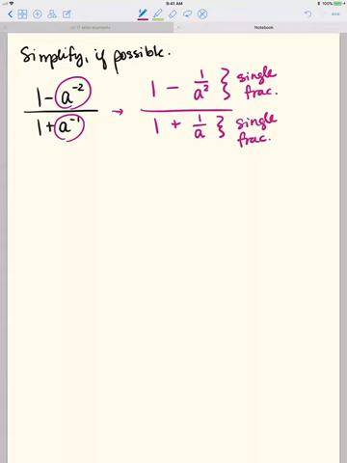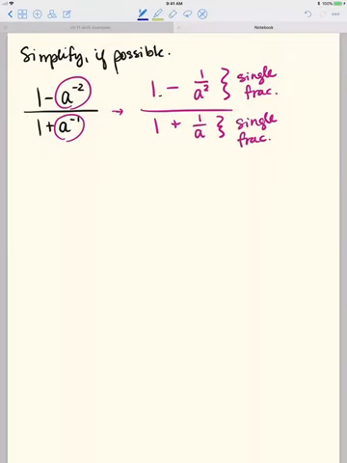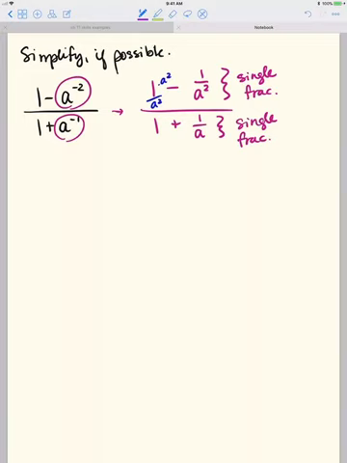So for the top, the 1 minus 1 over a squared, we have a denominator of a squared, so I'm just going to give a squared to the 1. And the same thing for the bottom. You have the 1 over a, so I'm just going to give the a to the 1 that's on the bottom.